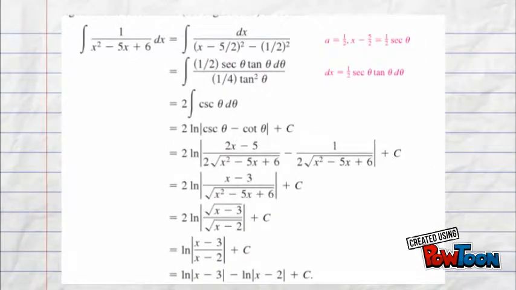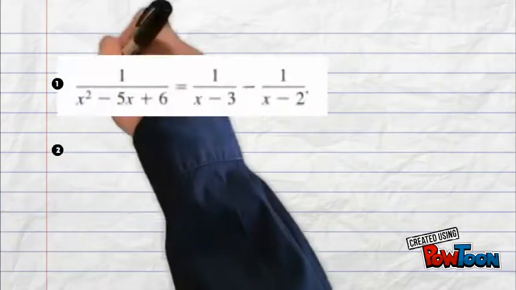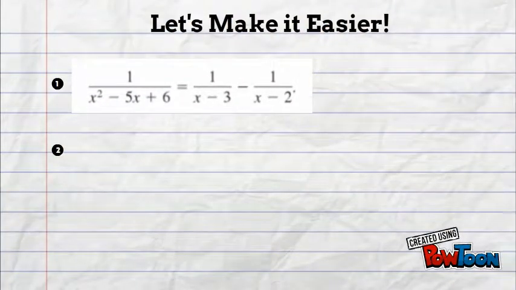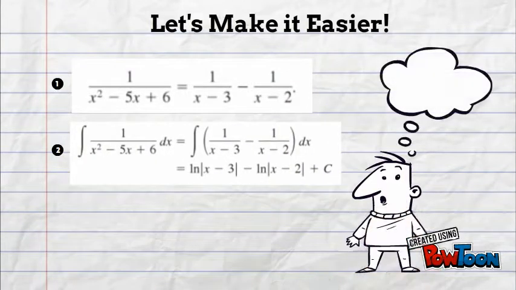As seen in this integral problem, it was solved by completing the square and using trigonometric substitution. Seems scary, huh? This is the same integral problem, but it was solved using partial fraction decomposition. Not that scary, huh?